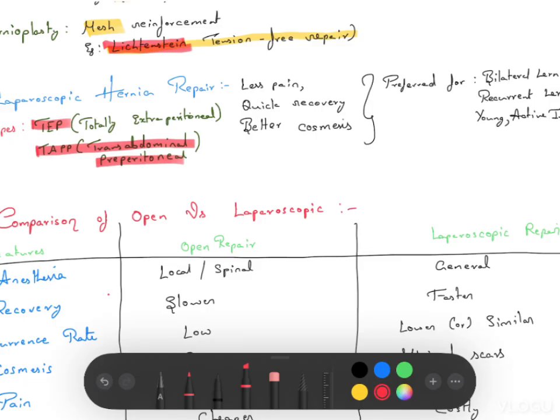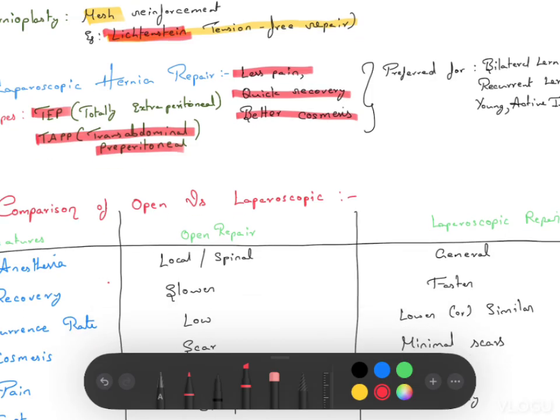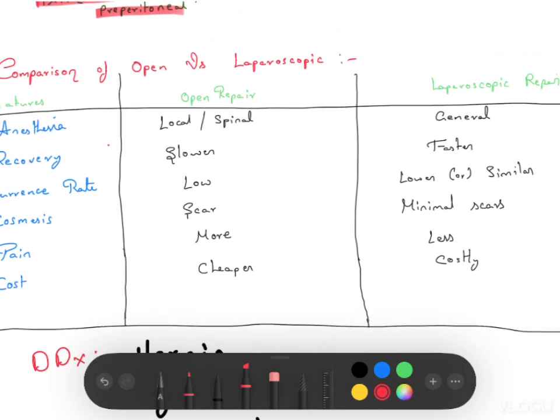Okay, laparoscopic hernia repair has some advantages: less pain, quick recovery and better cosmetics. It is preferred for bilateral hernias, recurrent hernias and young, active individuals.